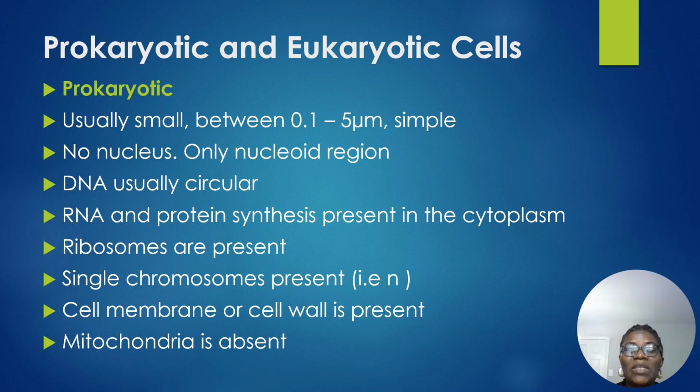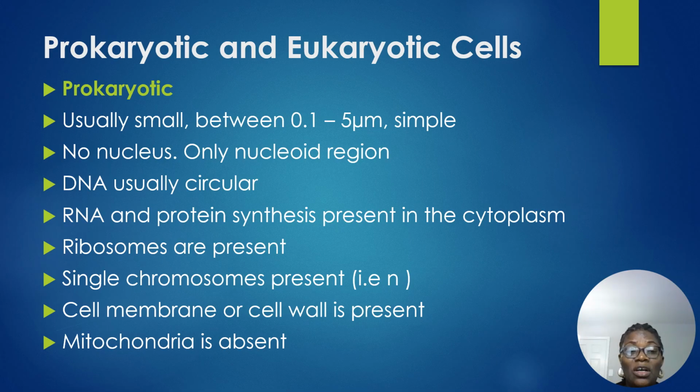The ribosomes are also present. The chromosomes are just one, that is the one N. They are not paired. That's what we mean by single chromosomes. Then the cell membrane and the cell wall are present. There's always something like a band that separates the cell from the immediate environment. So it has the cell membrane or the cell wall.